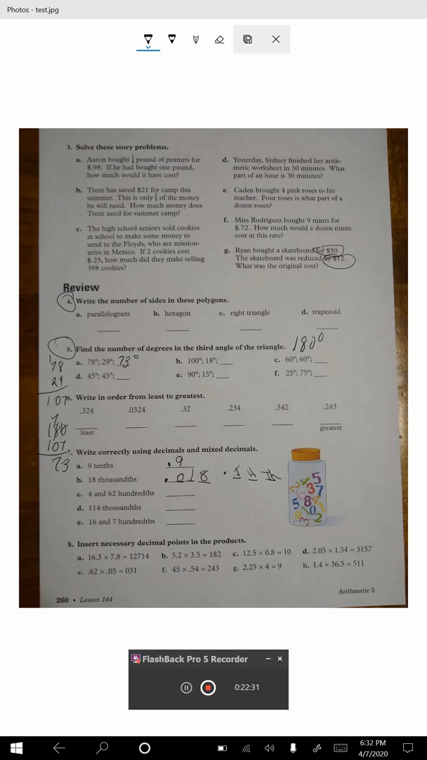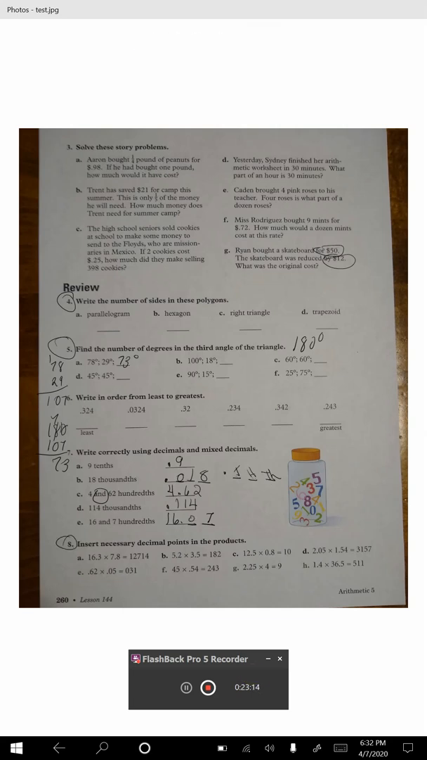4 and 62 hundredths, the "and" is a decimal. That means it's where the whole number ends and the decimal starts. So I have 4 and we have 62 hundredths. So hundredths is 2 places. So 62 will fit nicely. 114 thousandths. Thousandths has 3 places after the decimal, and 114 has 3 numbers. 16 and 7 hundredths. So 16 is the whole number. If we have 7 in the hundredths, right? So we have 2 places after the decimal, and we only have 7 of them.